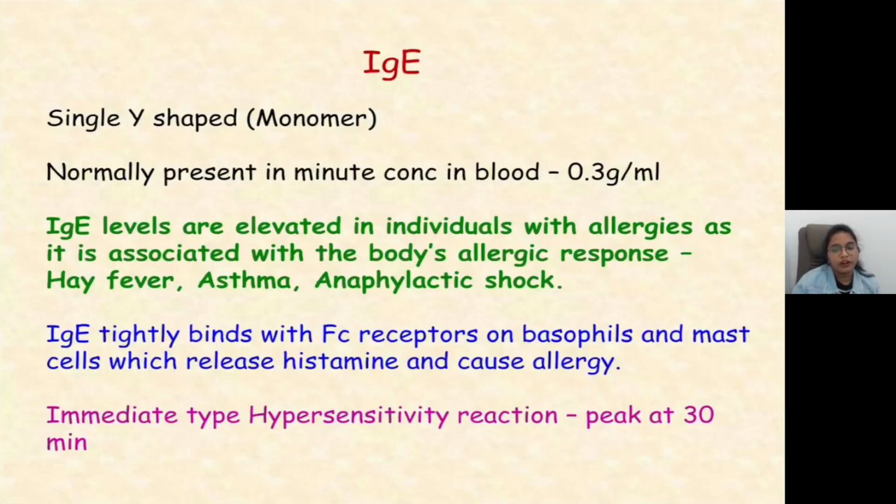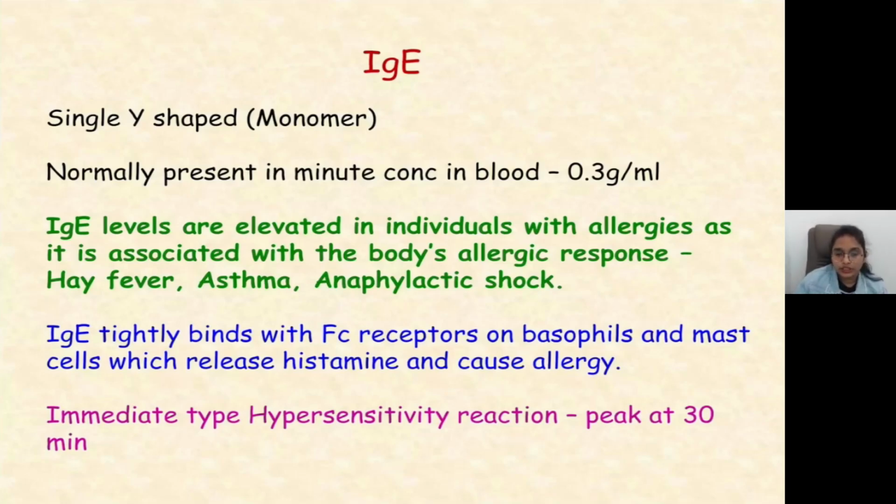IgE will help in allergic reactions, right? It is a single Y-shaped monomer and is normally present in minimum concentration, 0.3 gram per ml, right? IgE levels are elevated in individuals with allergy, as it is associated with the body's allergic response. That means hay fever, asthma, anaphylaxis, and so on, having an allergy to something, right?